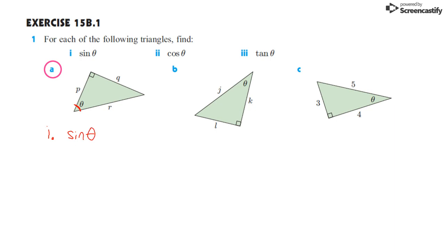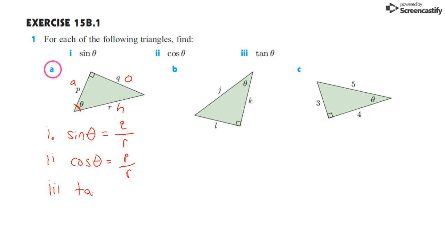So remember, sine is opposite over hypotenuse. So opposite in this case is Q, right? So opposite over hypotenuse, R. Right? So sine of theta is equal to Q over R. For part 2, cosine. So cosine of theta is the adjacent over hypotenuse. So the adjacent in this case is P, and the hypotenuse is still R. And then tangent.